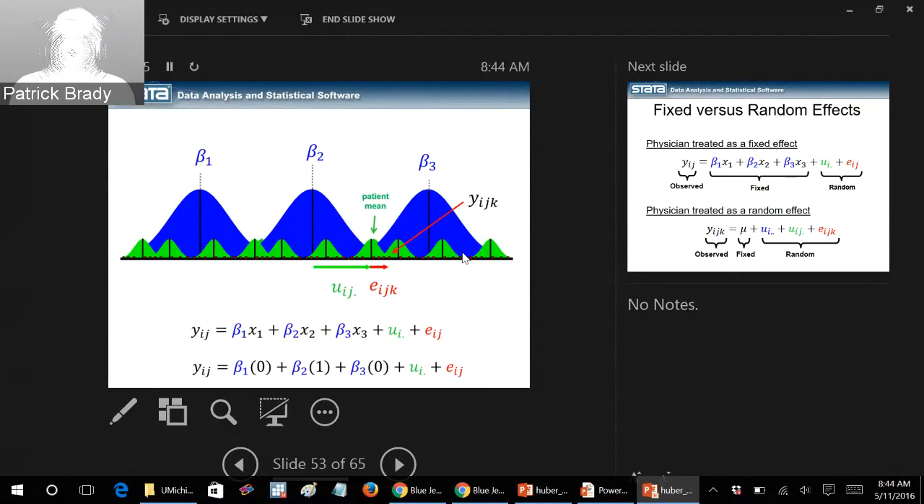Yes? I know there are different rules of thumb, but what do you suggest is the upper limit or the lower limit for the number of clusters for estimating as a random effect?